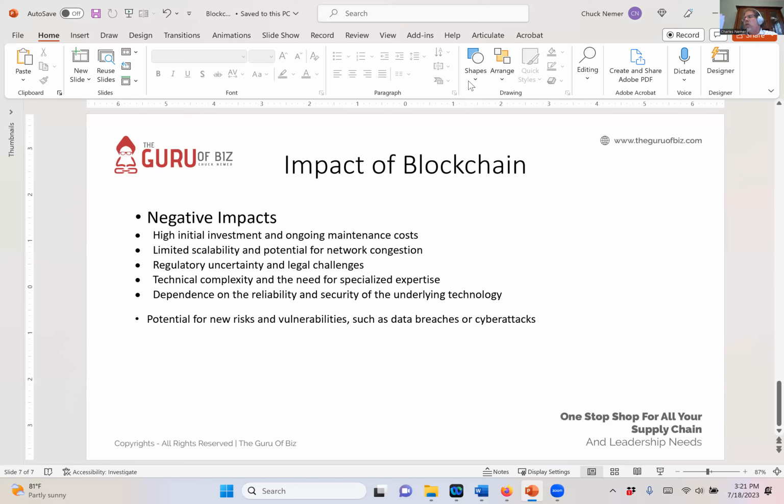But the hope is, when figured out, that we're going to be able to have this chain of events where we have total traceability and control over all the activities that go on within a supply chain.